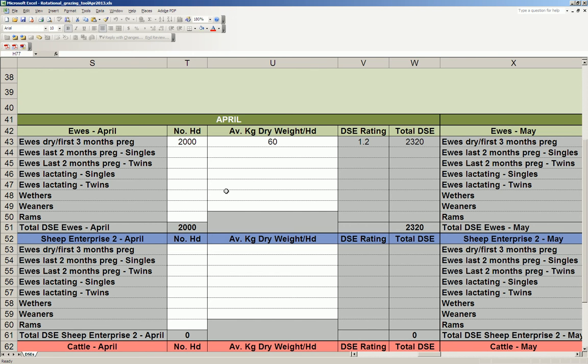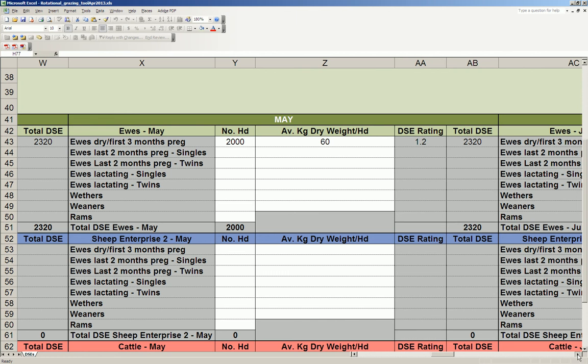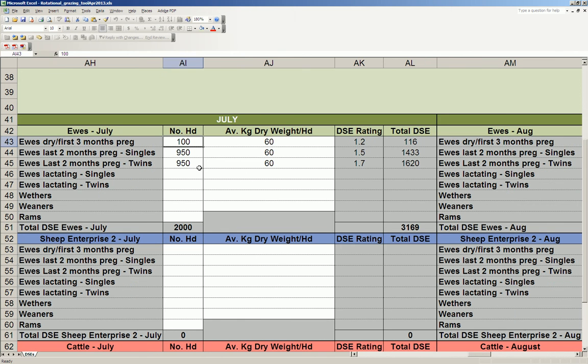So let's just have a look at what happens in July. Okay, so in July I think I'm going to have my scanned ewes, and there'll be about 100 dries, there'll be 950 singles and 950 twins, and they're just in their last 2 months of pregnancy. And so you can see here the differences in DSE rating are 1.2 for the dries, 1.5 for singles and 1.7 for twins.